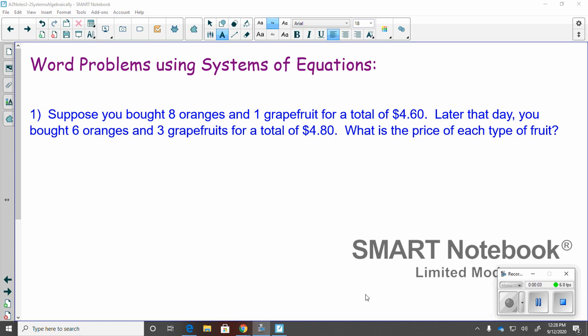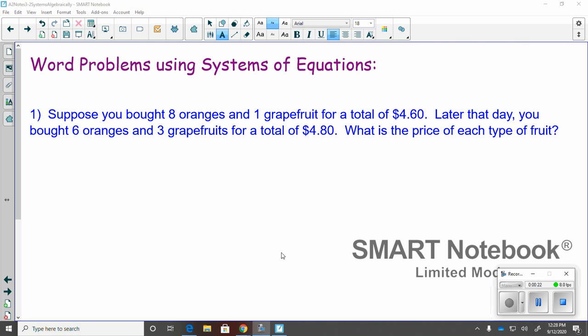Algebra 2. Today we're going to look at word problems using systems of equations. I'm going to model a couple examples with you, and then you're going to take this information and try some on your own.